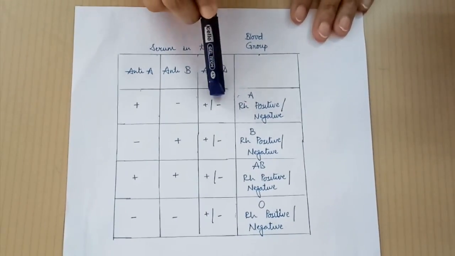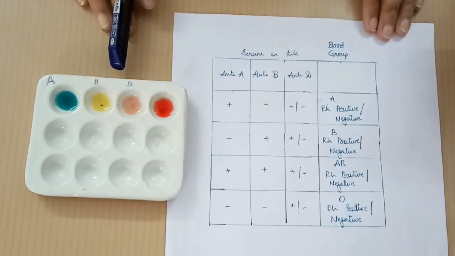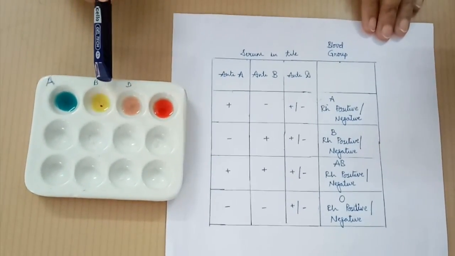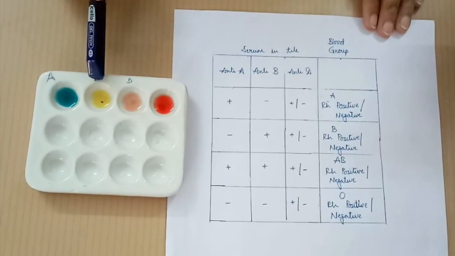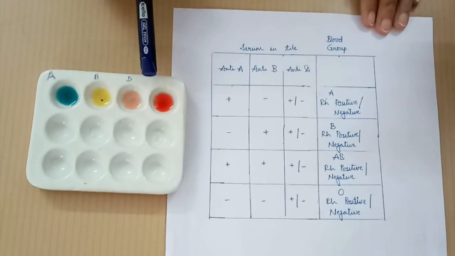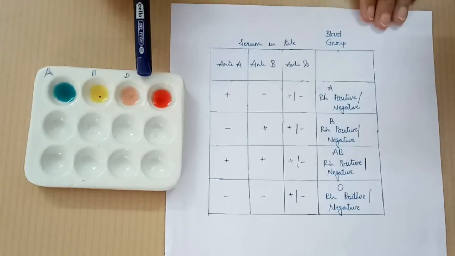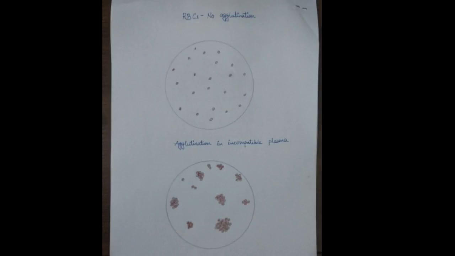In our practical, we get agglutination in B. Therefore, our blood group is B, and we couldn't find agglutination in D. Therefore, our blood group is RH negative. Therefore, the blood group is B RH negative. We can confirm the findings under low power of the microscope.